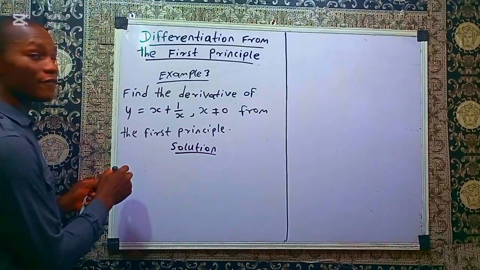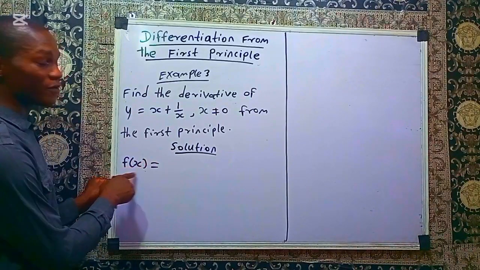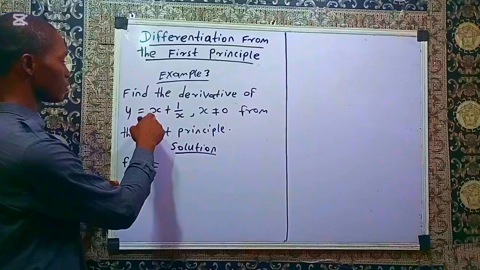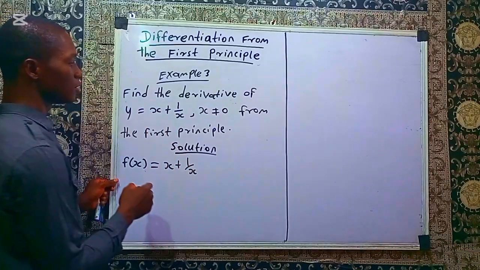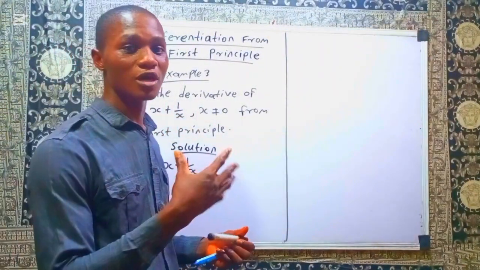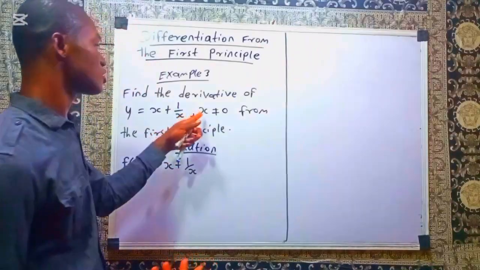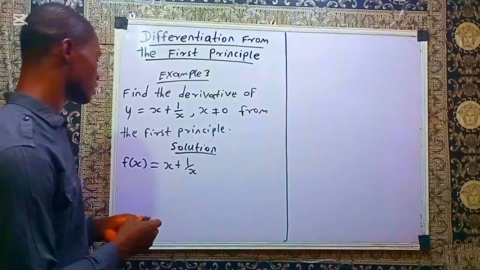We first of all write our function. So we say that f of x, the function given to us, is a function of x. So we write the function to be x plus what? 1 over x. We are not going to use the condition to solve any problem. The condition given in the question is just for the function to be defined. That's the essence of the condition.